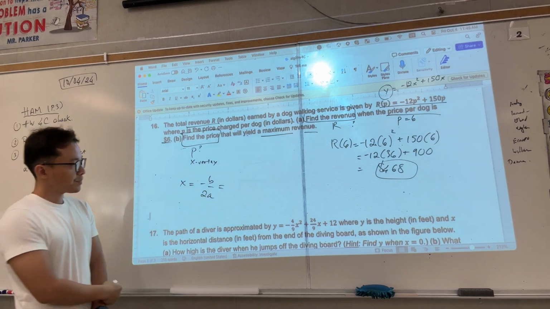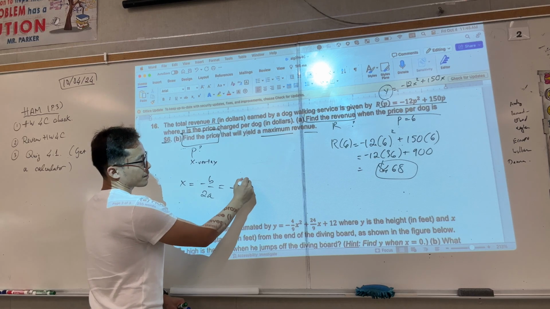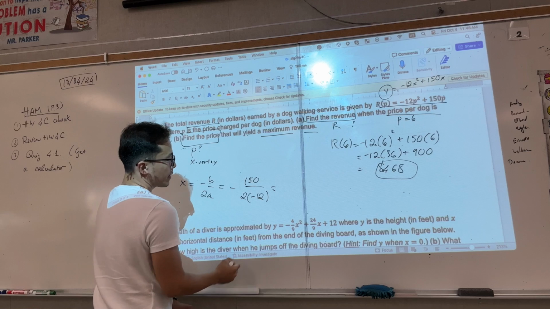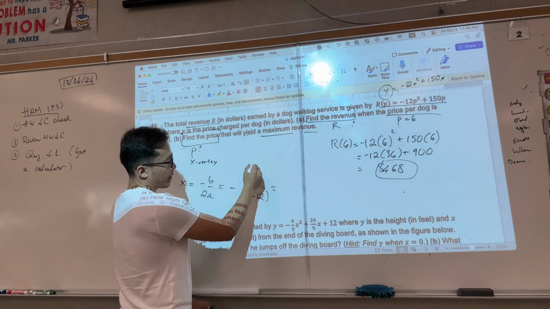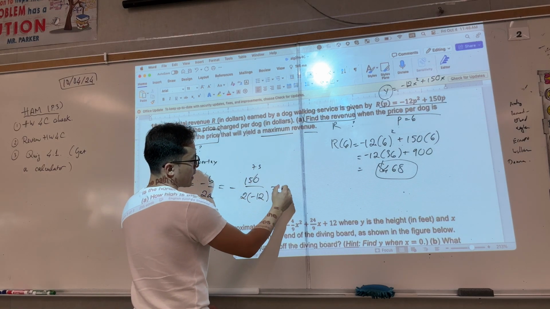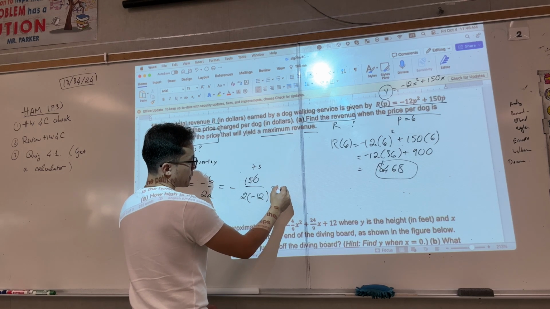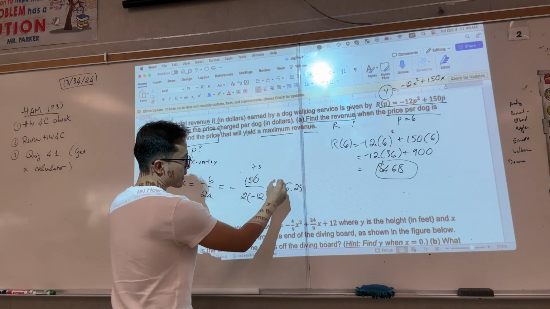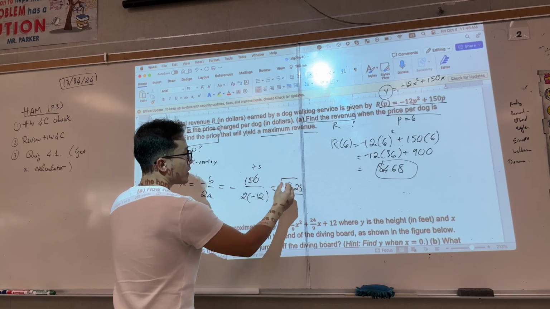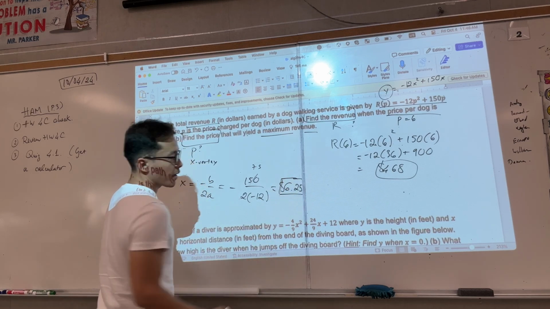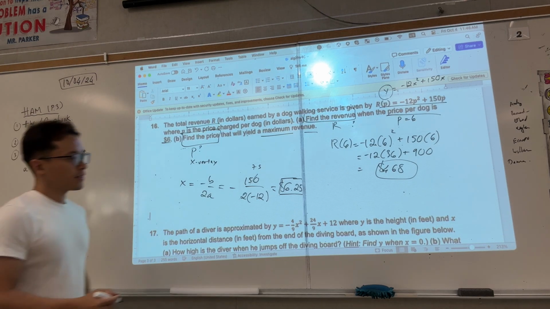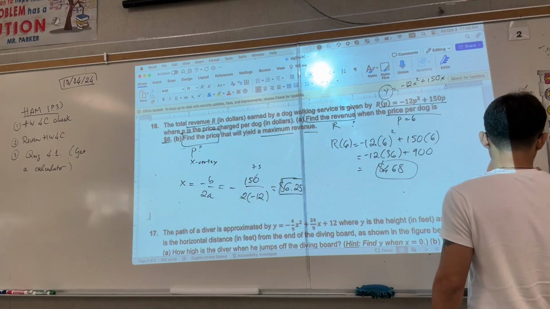Okay, continue. And then I substituted 180 over 2 parentheses b as well. And then I simplified and got 150 over negative 24, which got me 6.25. Positive? Negative, positive, right? So what is the unit for this? Dollar, right? How many of you got 6.25 as well? Great. Okay, good.